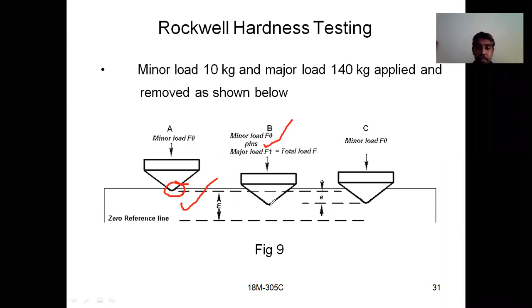So it is penetrated up to this level, and later, if you see here, when you remove the load, because of the minor load, it just moves back here, and this is your minor load. See here, this is the depth you are having for the major load. So this difference gives the E value. That means the penetration when you apply the total load, and the penetration when you apply the minor load. So this minus this gives the penetration when you apply the major load.